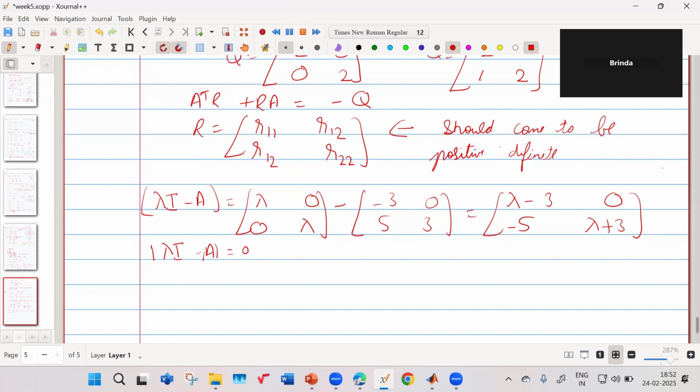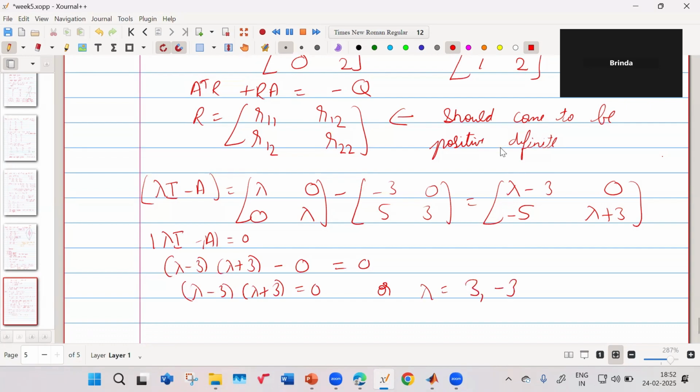We find the determinant of lambda I minus A and equate it to 0. So that comes out to be lambda minus 3 into lambda plus 3 minus 0 is equal to 0. So lambda is equal to 3, minus 3. Based on these eigenvalues, what can you say about the stability? Is this system stable or unstable?